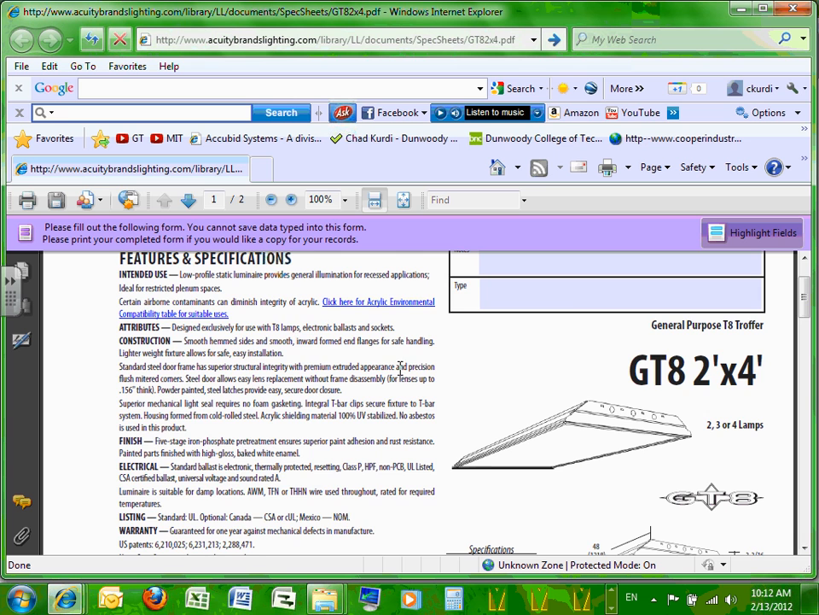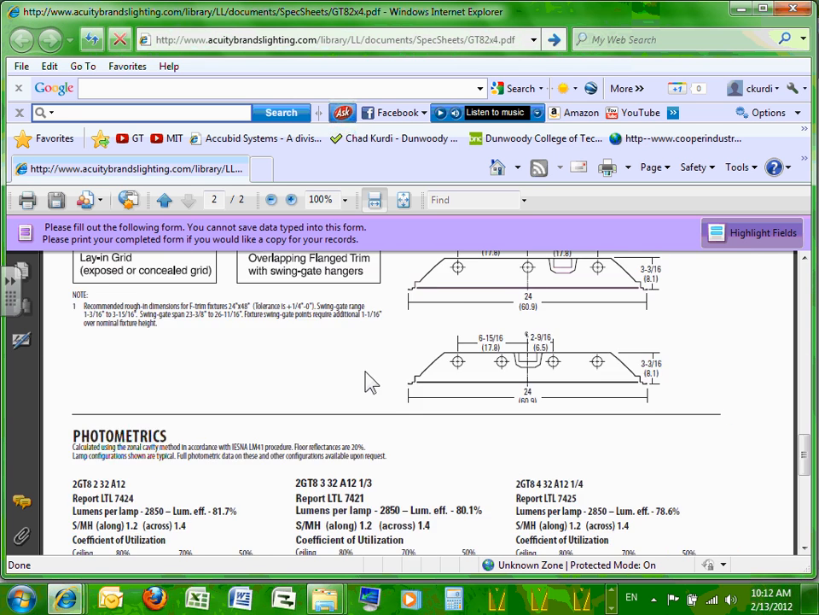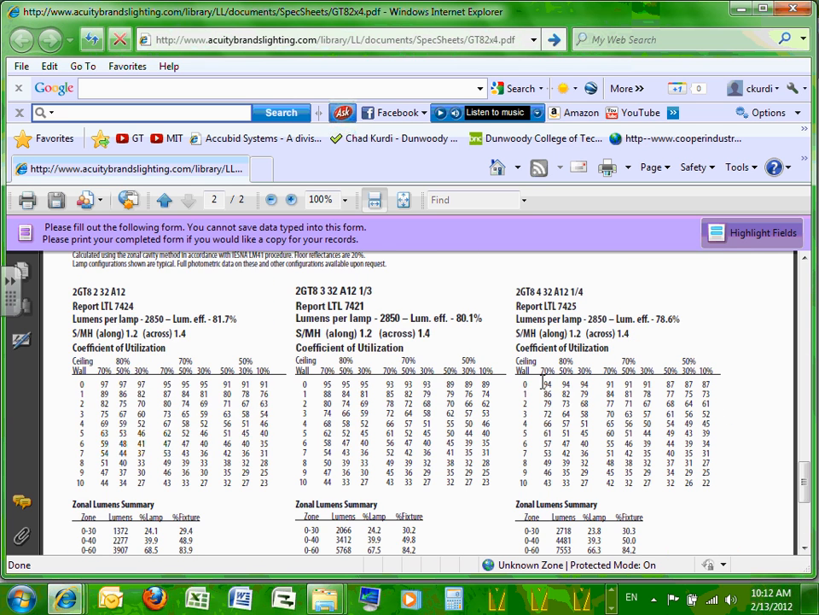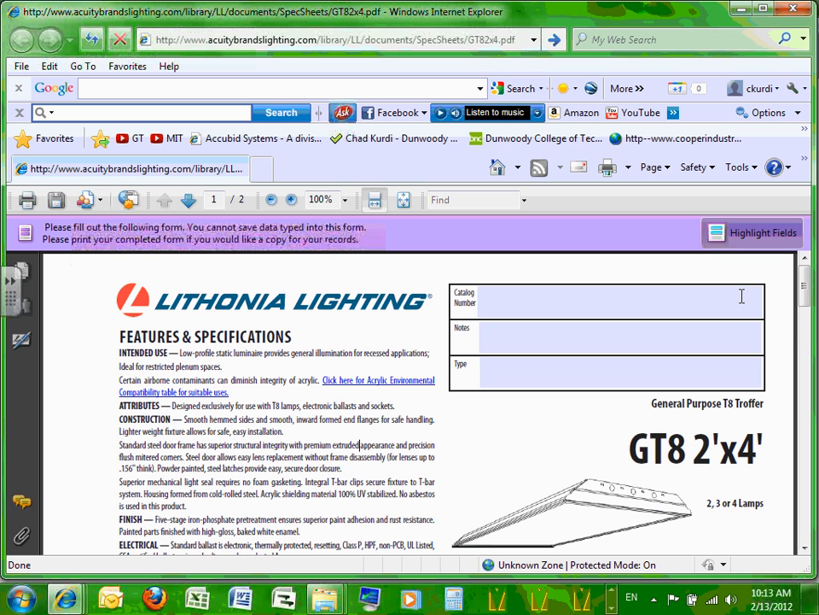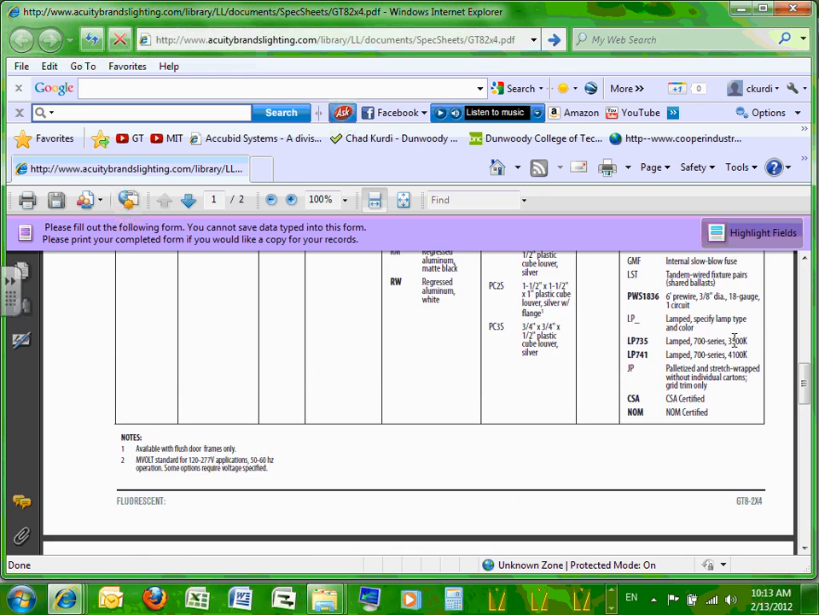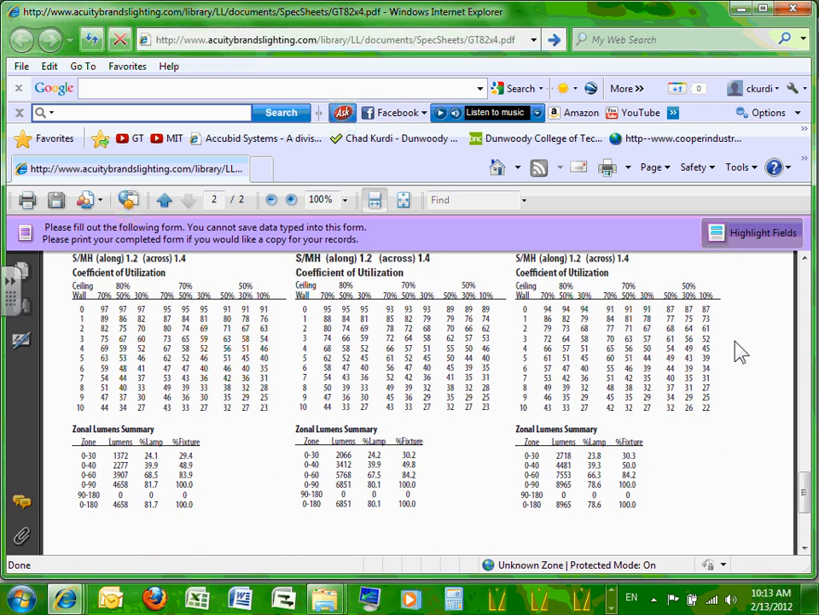Let's go to a real fixture, guys. Could you please come with me here? Take this. This is a real fixture, and this table comes with it. It's GT8. You guys used it in our project. Cool. GT8 2x4. Let's do GT8 2x4.